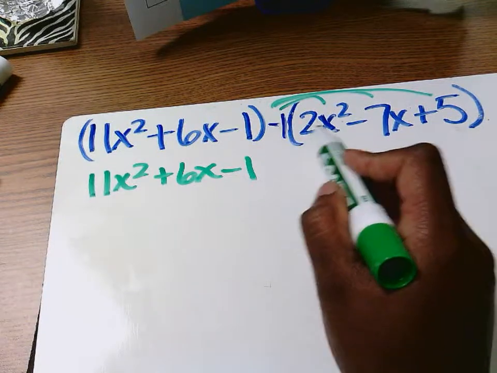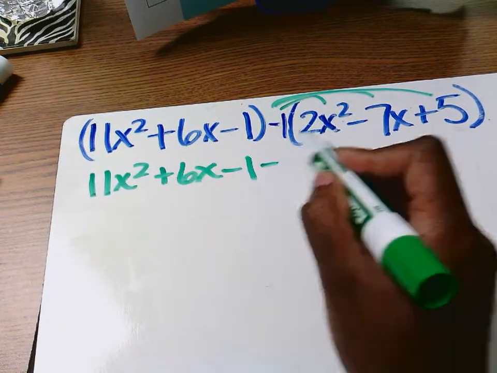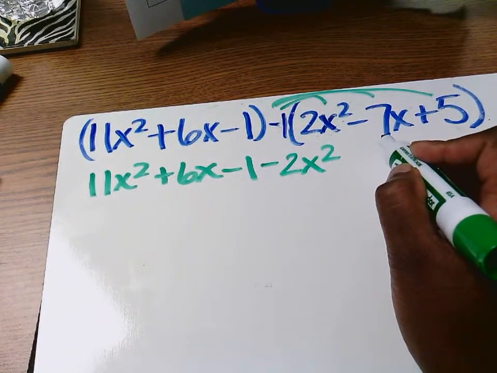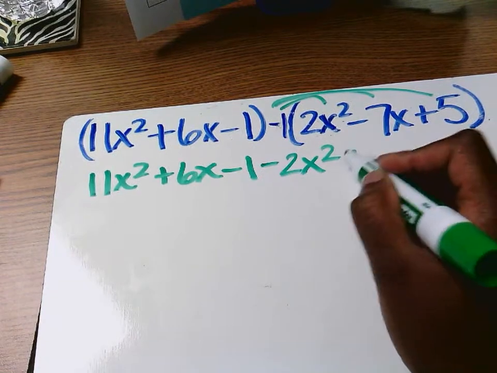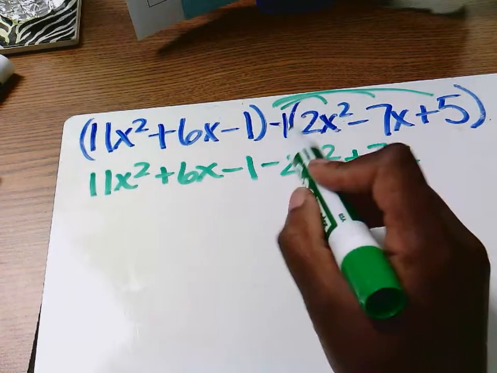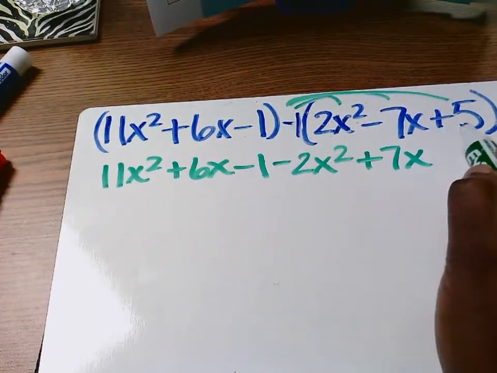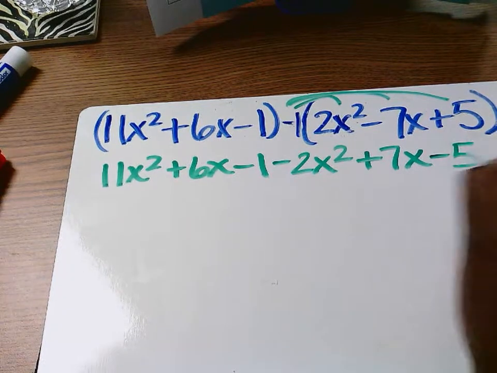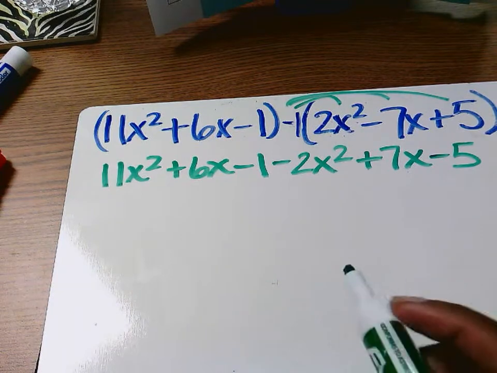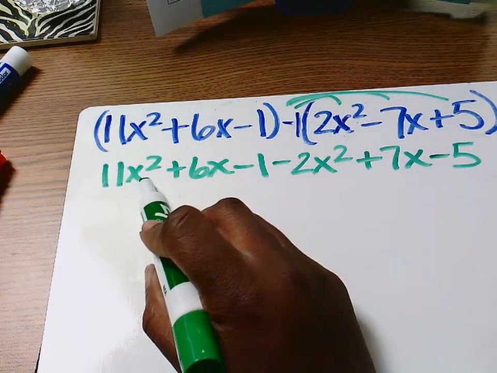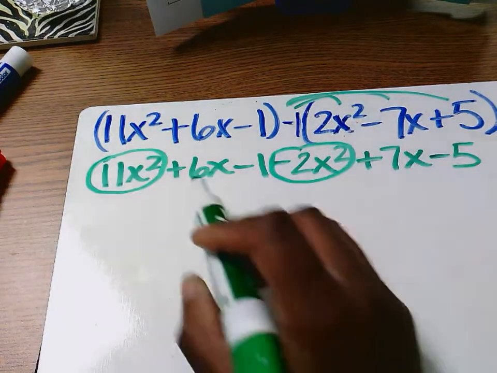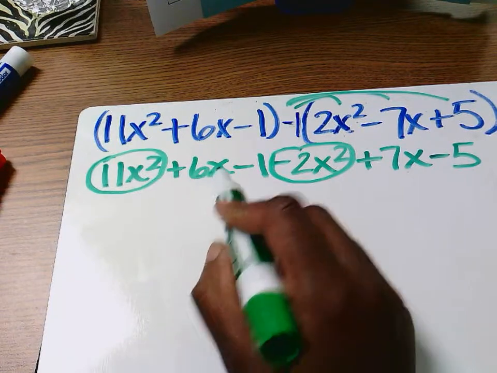Negative 1 times 2x squared is negative 2x squared. Negative 1 times negative 7x is positive 7x. Remember, a negative times a negative is positive. Negative 1 times positive 5 is negative 5. Now, ladies and gentlemen, we can combine like terms. Do I have another x squared term? I sure do. So I'm just going to circle it to make it easy to identify. Do I have another x to the first term? I sure do.